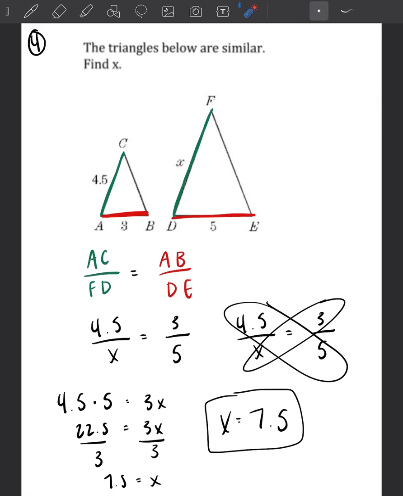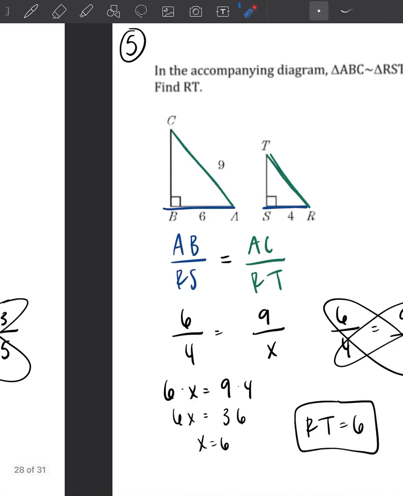DF is 7.5. If you didn't get that right, be sure to pause here and look over the proportion I've set up for you and make sure you have your numbers plugged in right.